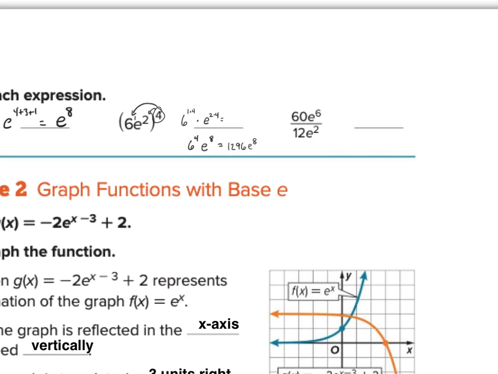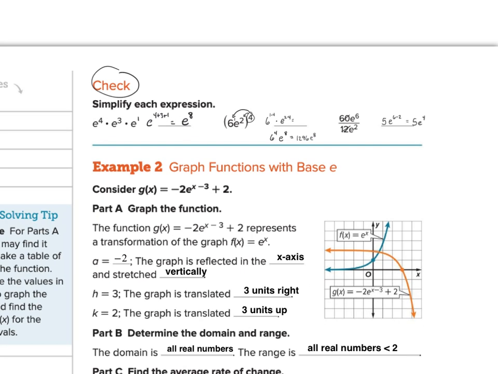And let's see here. If I go ahead and simplify, I know that 60 divided by 12 is going to be 5, and then we would have e to the 6th minus 2, which is going to be 5 e to the 4th. So simplifying those using the exponent rules that we have already worked with.